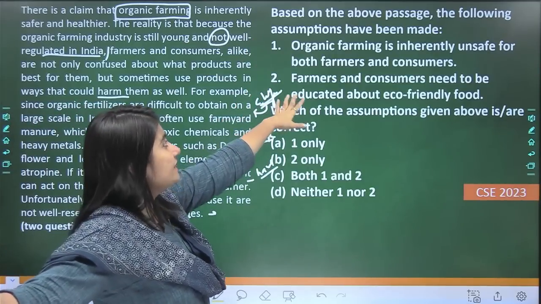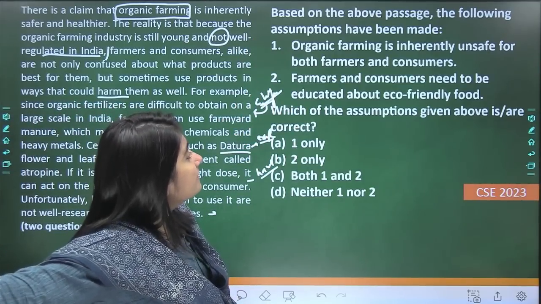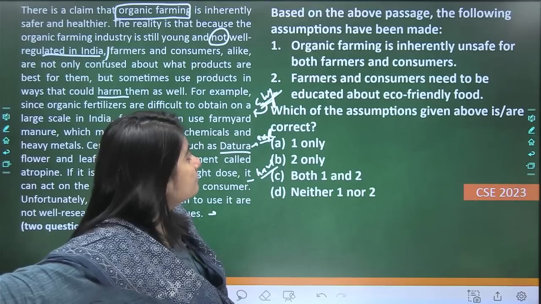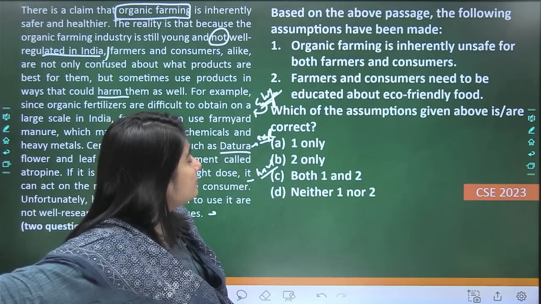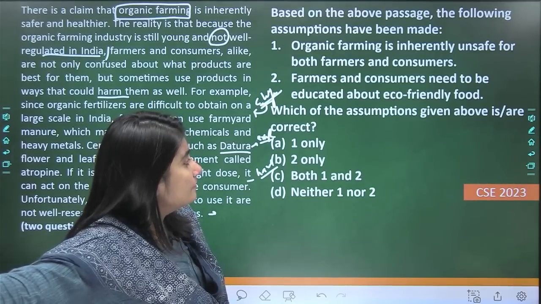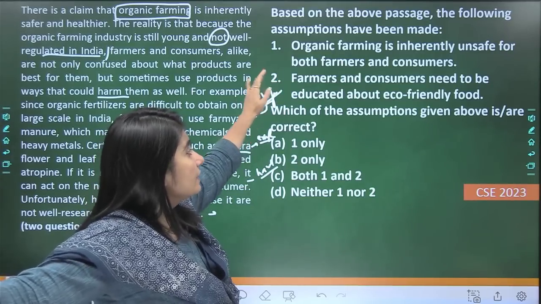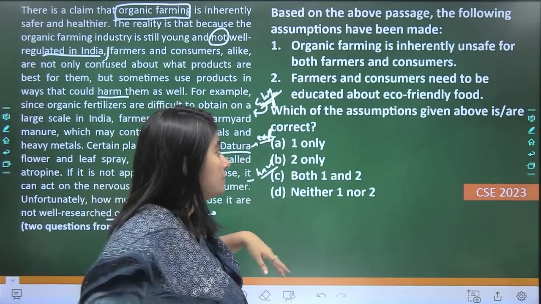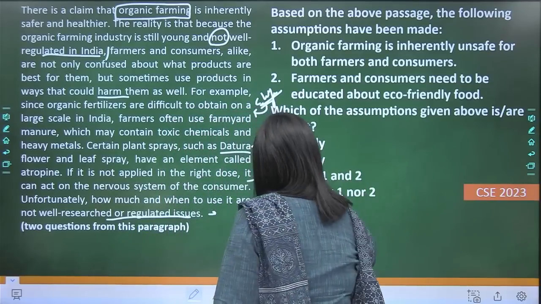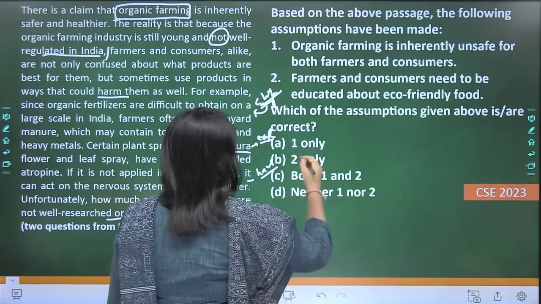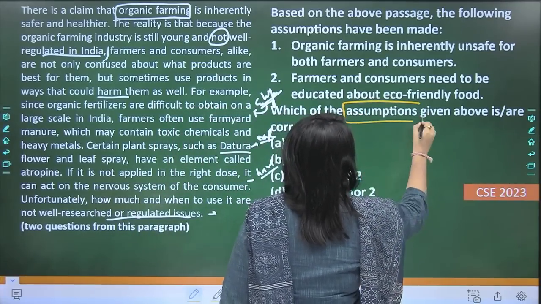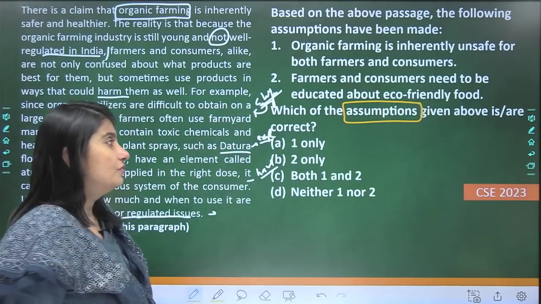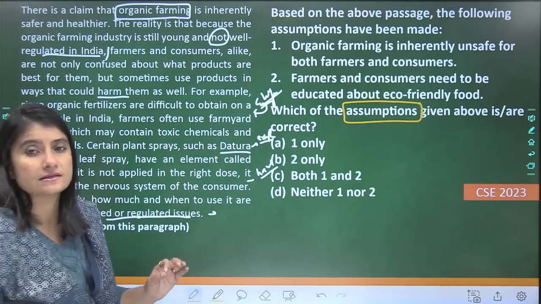Let's read the statements first. Organic farming is inherently unsafe for both farmers and consumers. Farmers and consumers need to be educated about eco-friendly food. Now you can or cannot find the same information from the passage. So here is the key to solving your passages more effectively. You have to read the keyword. What is UPSC asking you?